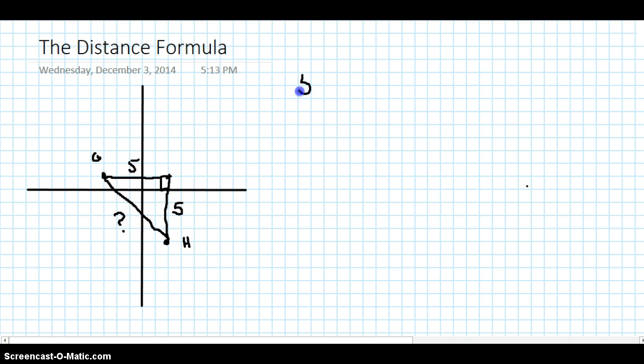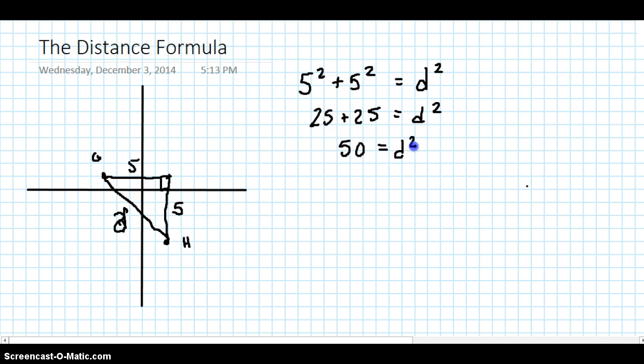So what we can do is we can take 5 squared plus 5 squared equals our distance squared, this distance d. And we get 25 plus 25 equals d squared. And we get 50 equals d squared. So d is actually equal to the square root of 50. Well, let's come up with a formula that makes that easier to solve.